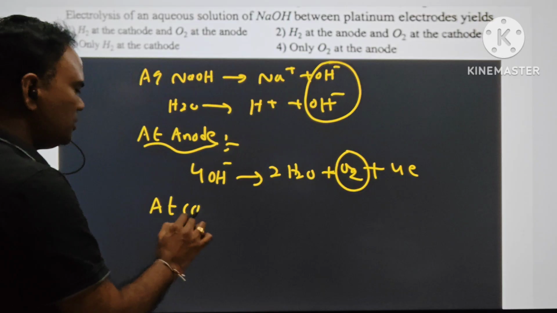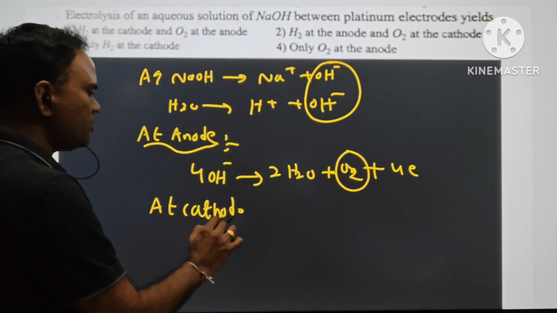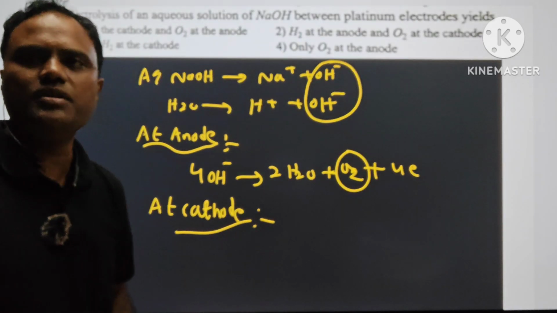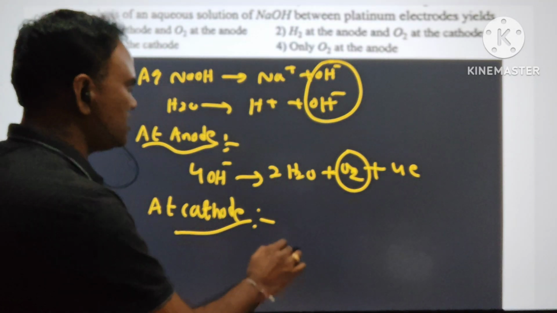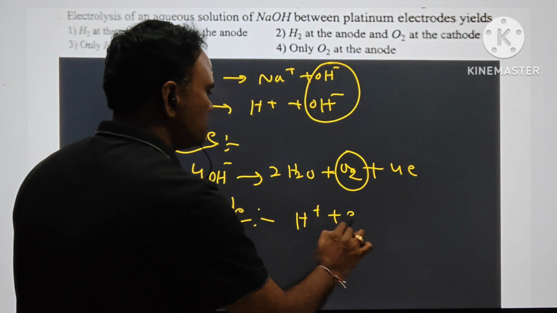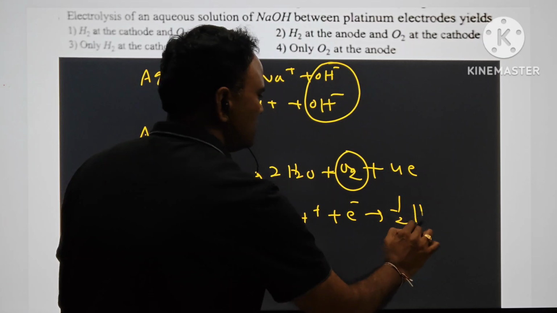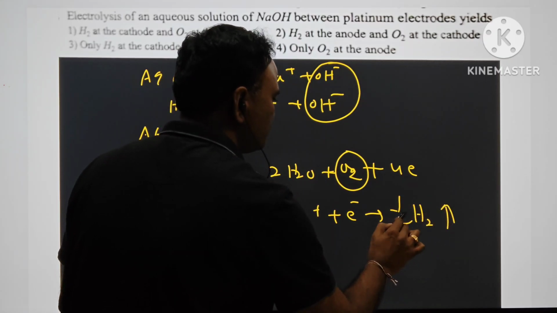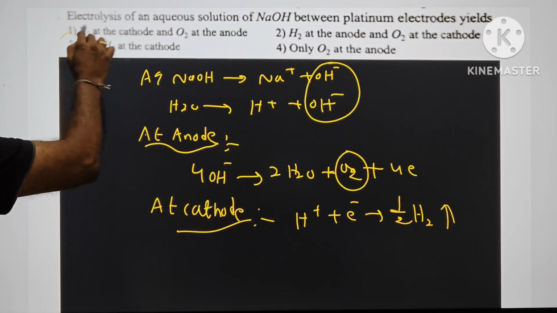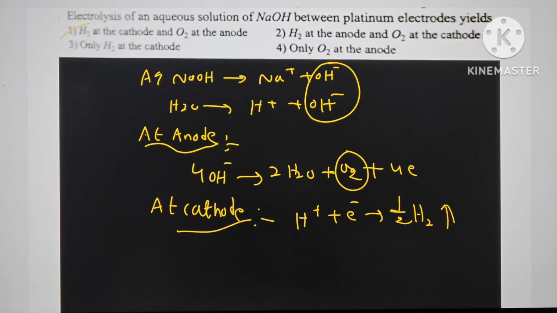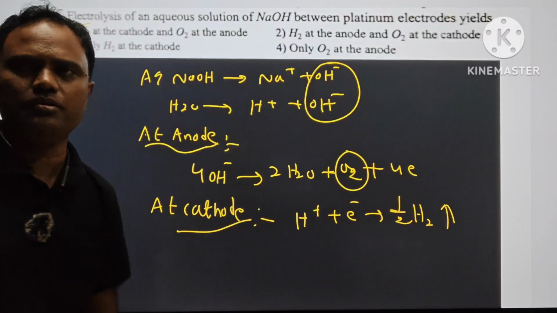Now coming to the cathode. At cathode, between these two, which is having low discharge potential? Na plus and H plus, which is having low DP? H plus is having low discharge potential. So H plus undergoes reduction to produce H2 gas. H2 at cathode and O2 at anode. This is the answer, first option. Okay.